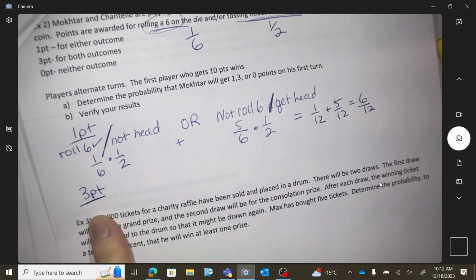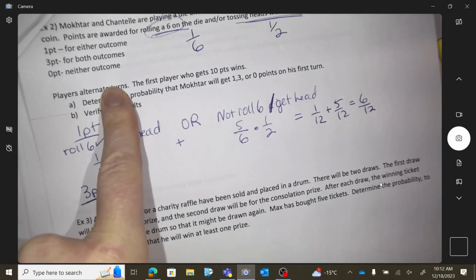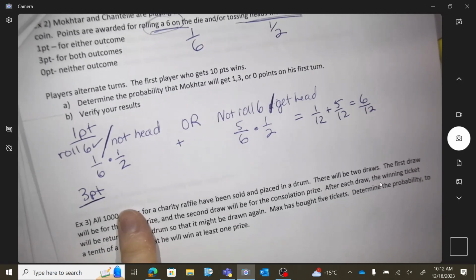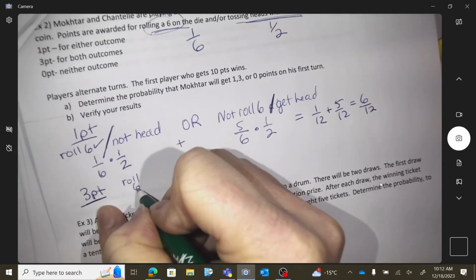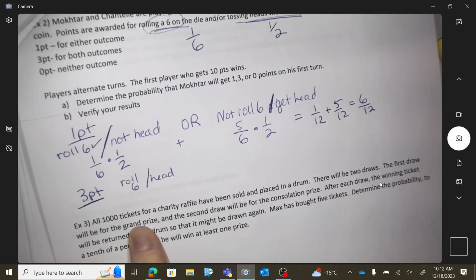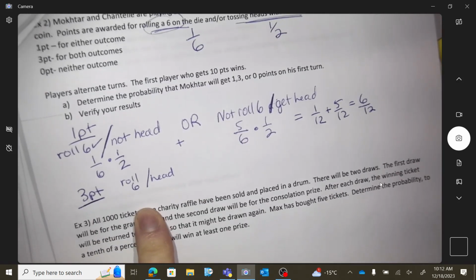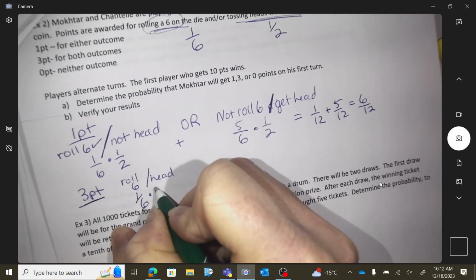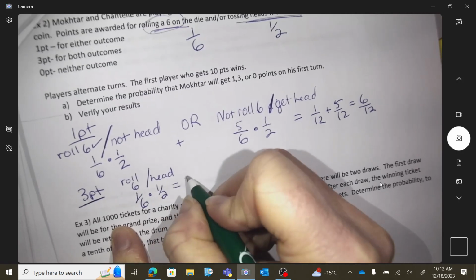Okay, so it says to score 3 points, both things need to happen. So you would have to roll a 6 and you would have to get a head. You'd have to have both things happening. So what is your probability? 1 out of 6, 1 out of 2.